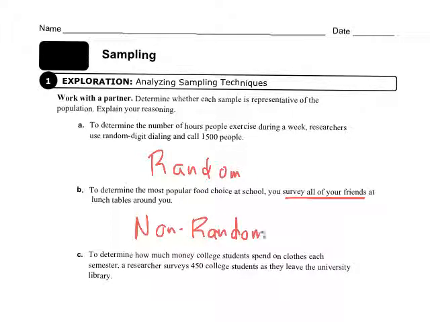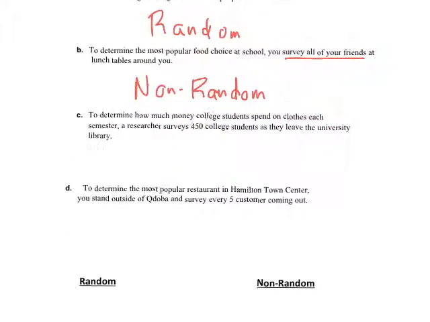Maybe a good way to actually get a good random survey to determine the most popular food choice at school: maybe you survey 2 people from every table in the lunchroom, or you survey every 5th student that enters the cafeteria. Different things like that. So that would be random. All right, let's look at C and D.